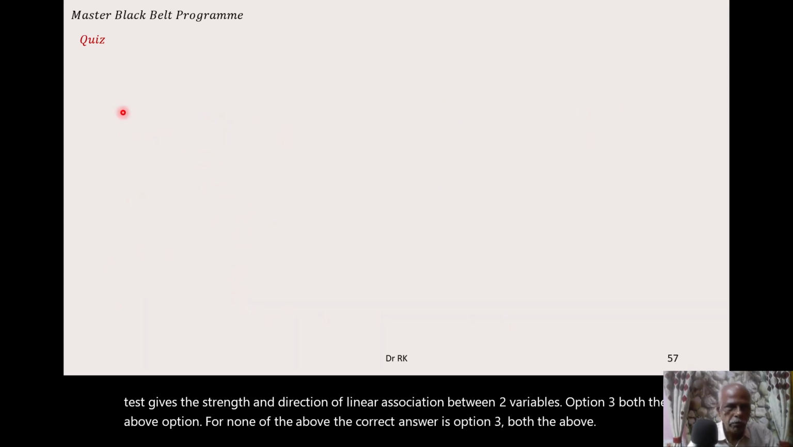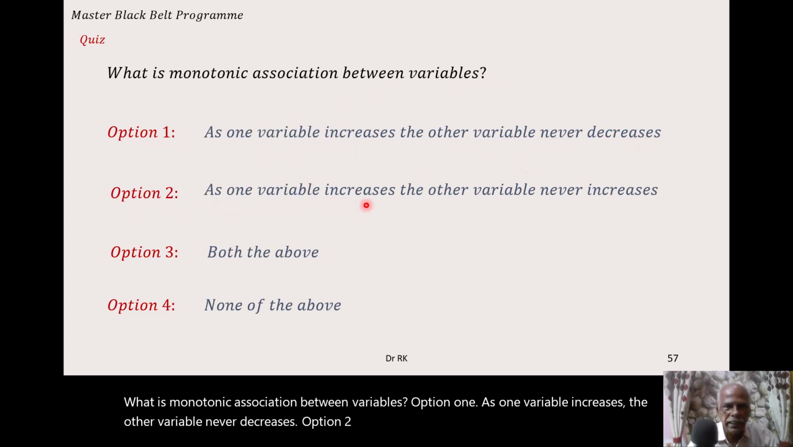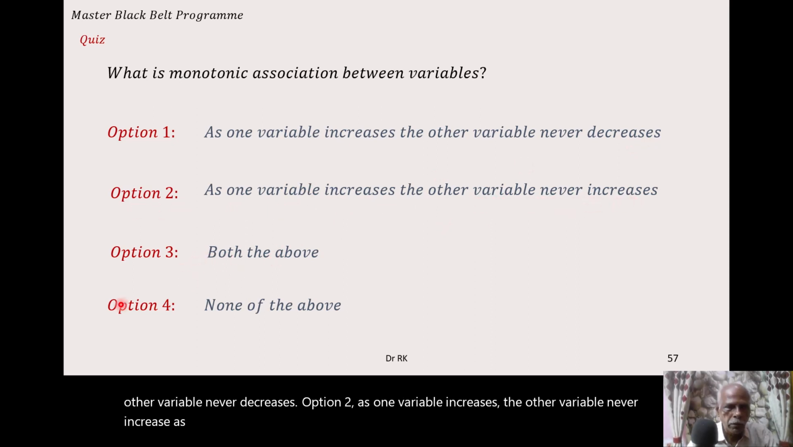Right. What is monotonic association between variables? Option 1, as one variable increases, the other variable never decreases. Option 2, as one variable increases, the other variable never increases. Option 3, both the above. Option 4, none of the above. The correct answer is option 3, both the above.